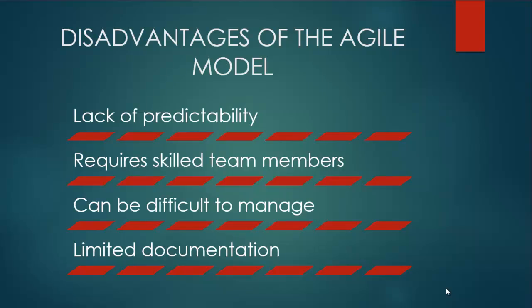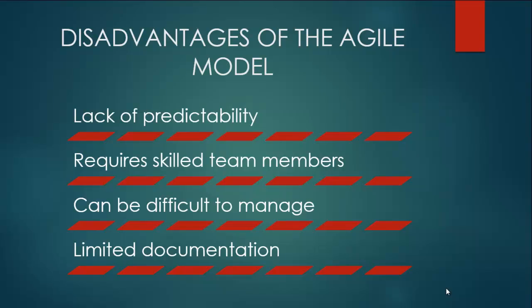Number 3, it can be difficult to manage. The frequent changes you make in the Agile model can make it difficult to manage, particularly if the stakeholders are not familiar with this model. Then another disadvantage is it has limited documentation. The Agile model prioritizes working software over documentation. When this comes up, it becomes difficult to maintain and support the software in the long term, particularly if the team members are no longer there.